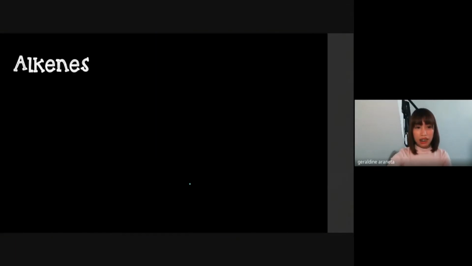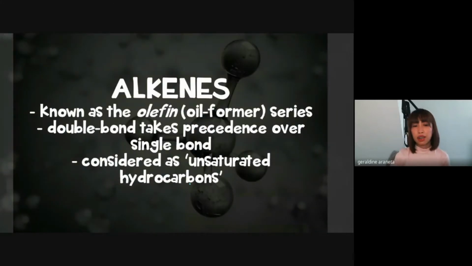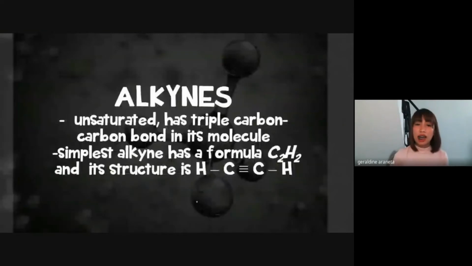Next will be the alkenes. Alkenes are known as the olefin or the oil former series. Dun sa structure, i-consider natin siya as alkenes with the letter E. They are considered to be unsaturated hydrocarbons. Lastly, we have the alkynes. Alkynes are also unsaturated and have a triple carbon-to-carbon bond in their molecule. So, si alkane, single bond, si alkene, double bond, si alkyne, triple bond.